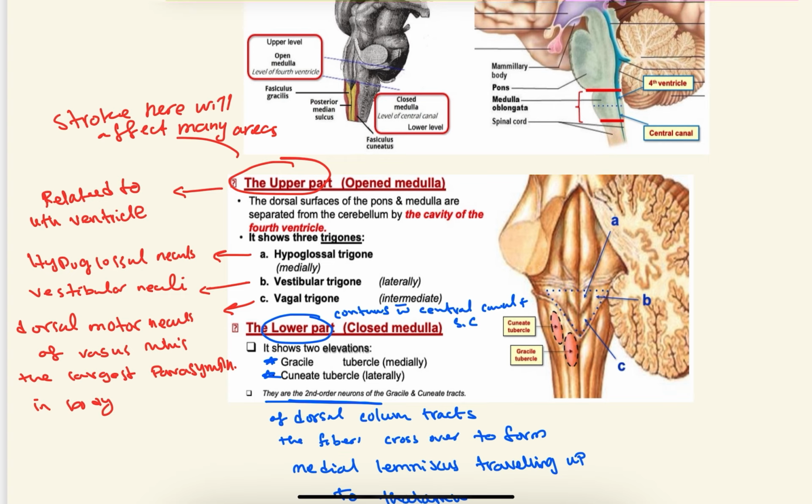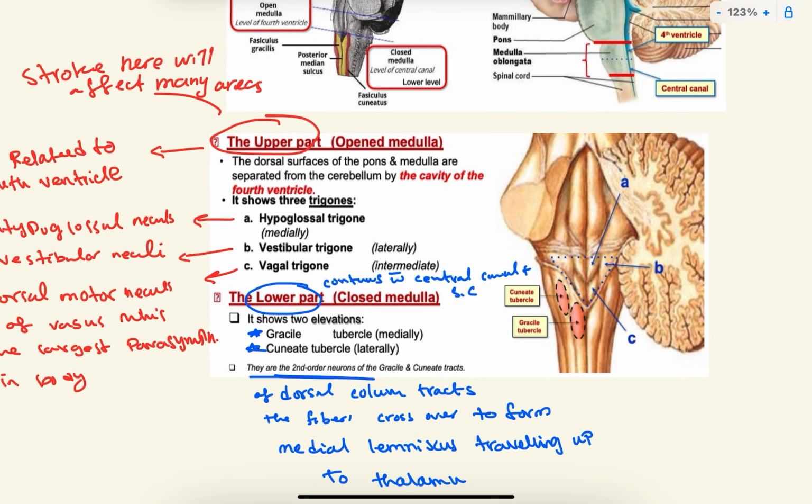Now, we are going to see what in the upper part? This first one is called the hypoglossal trigone, which is the most medial one, and it has the hypoglossal nucleus, from its name. And then lateral to it, I will see what? The vestibular trigone. And in between both of them, intermediate, I will have the vagal trigone.